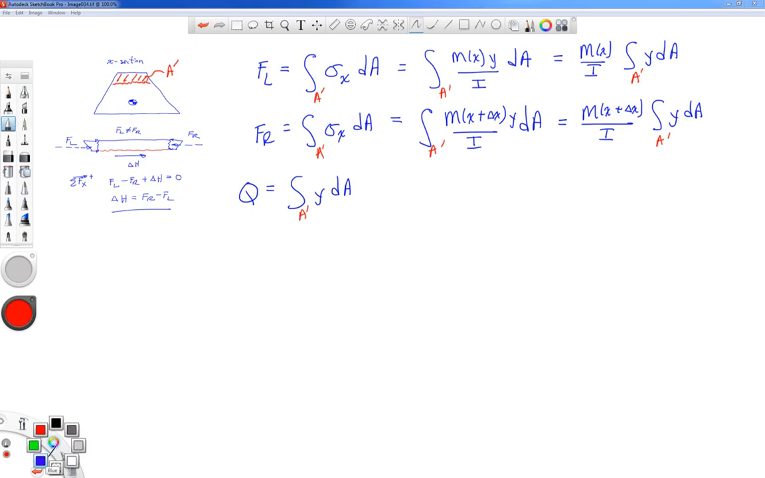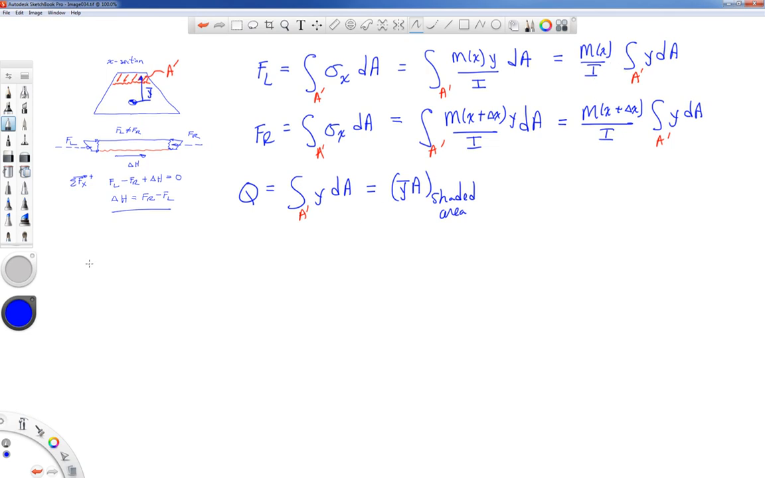We actually don't have to do an integral. We can replace this with y bar A of the shaded area. And that shaded area is in red right there. Now what I mean by y bar A of the shaded area: the y bar goes from the centroid of the cross-section to the centroid of that shaded area. And then the A is the same as that A prime that I just drew in. So if we look at both of these, we can replace this with Q.